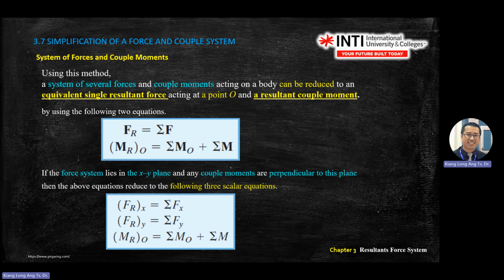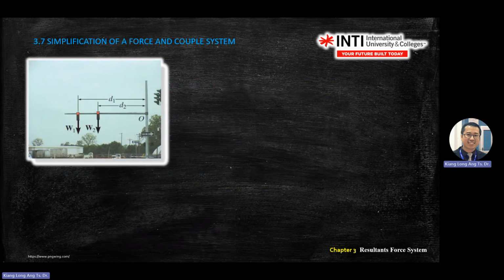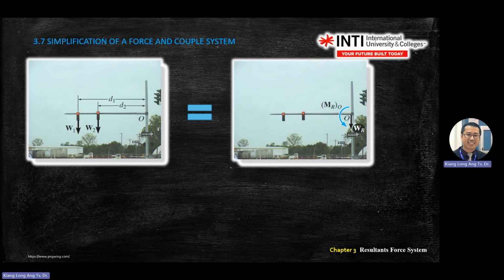Like what you see on the screen here. You can look at the resultant in X direction, resultant in Y direction, moment in one location. So for example, the traffic light, when you hang the traffic light, it has weight 1, weight 2, and has a distance. It will generate stress at this point. So if you don't design the connector here very well, you're going to hurt someone. So you can convert these two forces to a resultant at point O. W1 multiplied by D1, you get the first moment. W2 multiplied by D2, you get the second moment. You combine moment 1, moment 2, you get the resultant at point O.